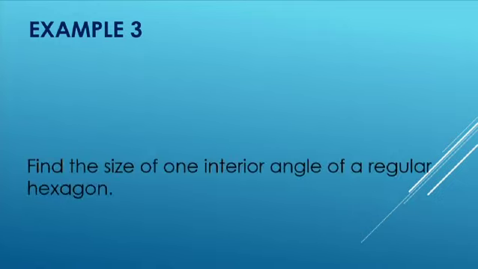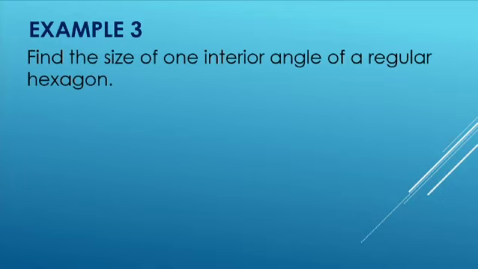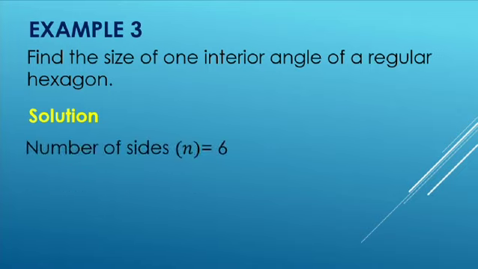Example 3. Find the size of one interior angle of a regular hexagon. Here you need to be careful, right? Why? Because I don't want the sum. I want the size of one interior angle. How are we going to do that? Well, we know that it is a hexagon. The hexagon has 6 sides.